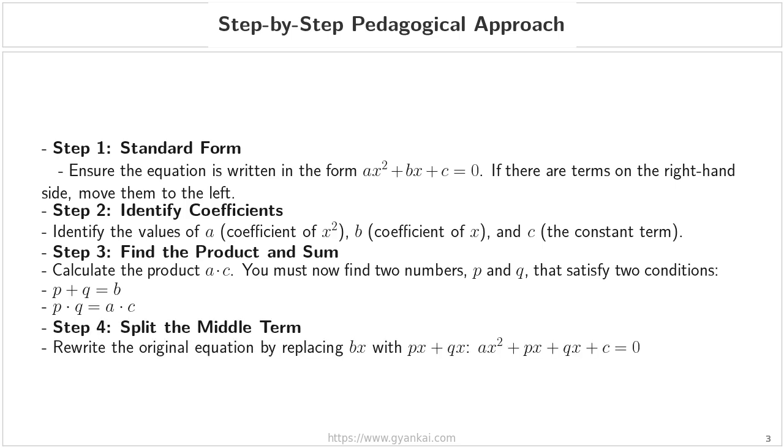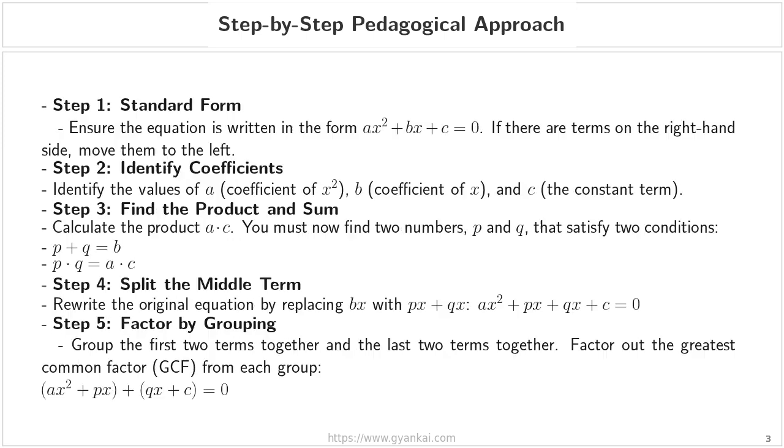Step 4 is where we actually split the middle term. Instead of writing the middle term as bx, you are going to rewrite the equation using the two new numbers you found. You'll replace bx with px plus qx. This expands your trinomial into a 4-term polynomial, which is exactly what we need for the next step. Step 5 is to factor by grouping. Now that you have 4 terms, split them down the middle into 2 pairs. Group the first 2 terms together and group the last 2 terms together.